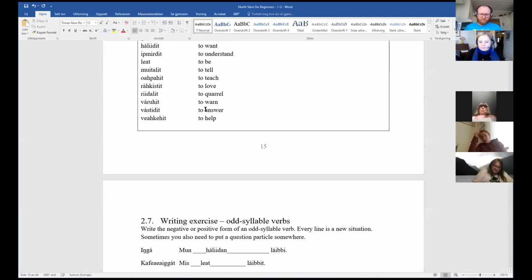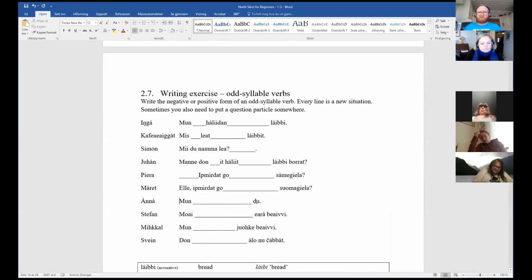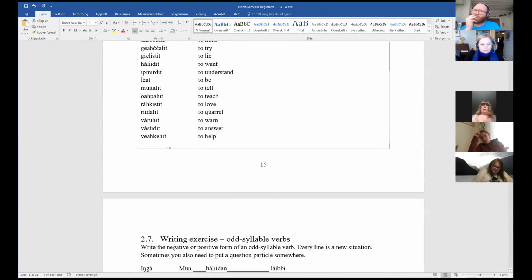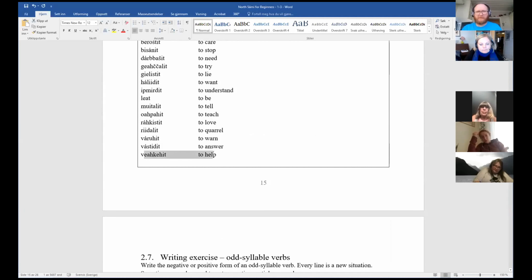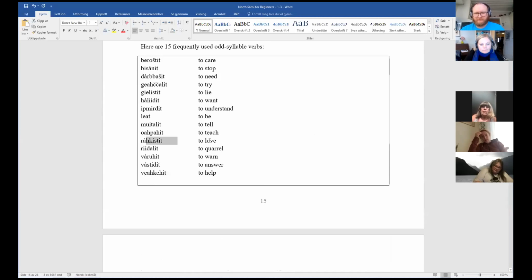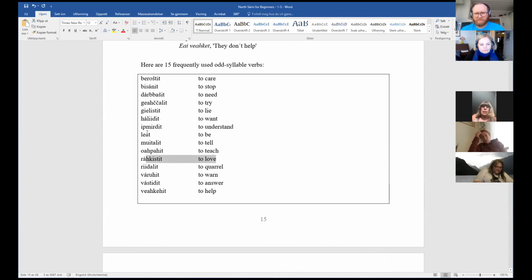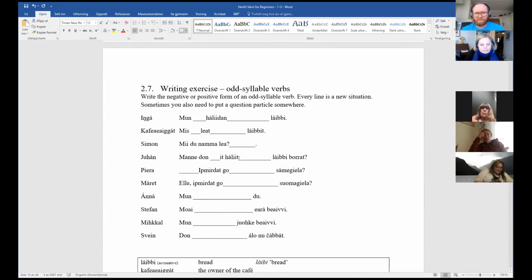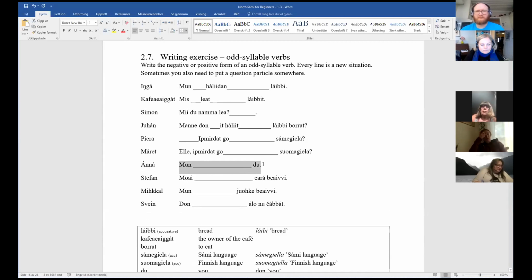What does Anna say here? She says mon, I, and then you in accusative. So you could use to help, I help you, or I love you, or I understand you, or I need you. Some of those maybe you could use here. Do you have a suggestion or that you don't understand or so? Could you continue?